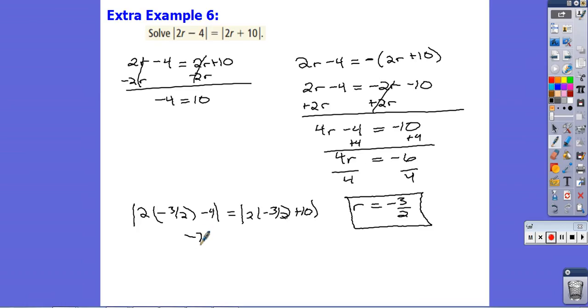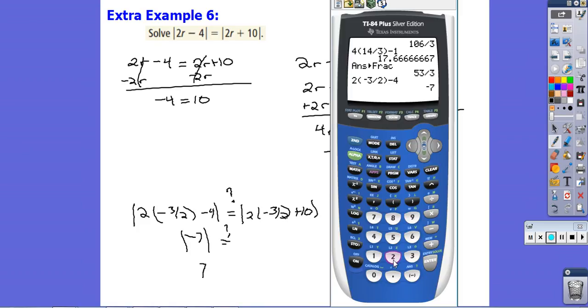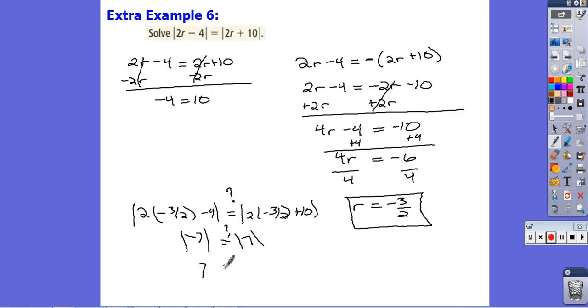So right over here, I can put negative 7, which we know the absolute value of a negative 7 is going to be positive 7. What we're asking here is, we don't know if this is equal, we're asking, does it equal? If it is equal, then it's going to check out. And if it doesn't, then we're going to throw that solution out. So let's try the right side. 2 times negative 3 halves, and then plus 10. And we find out positive 7. So it equals the absolute value of 7. Now we know the absolute value of 7 is 7. Does 7 equal 7? Yes, it does, so the solution checks out.